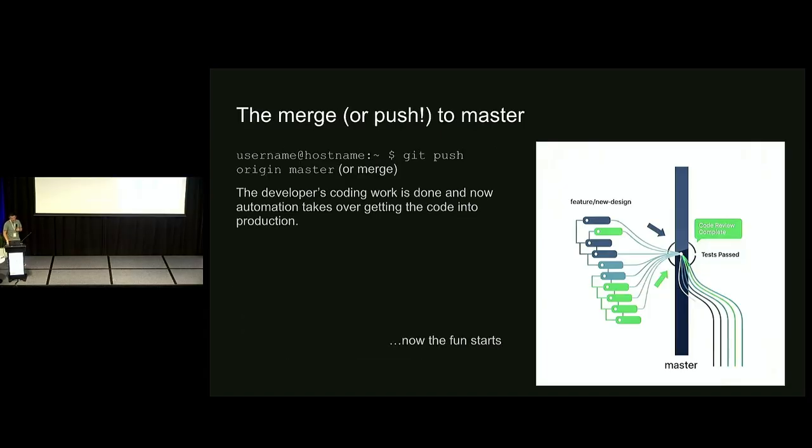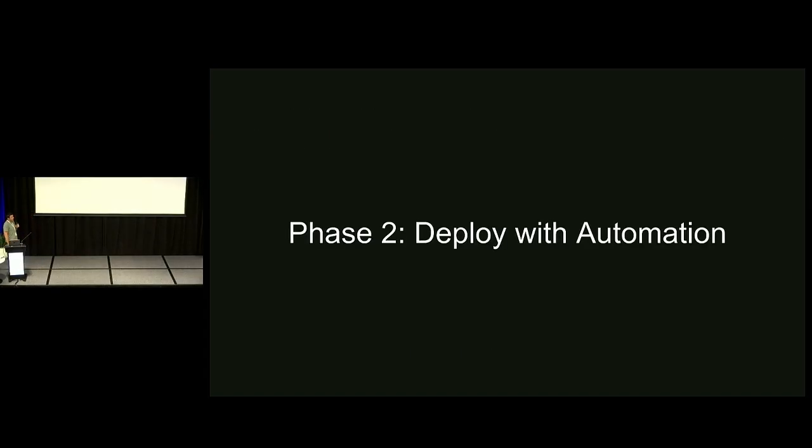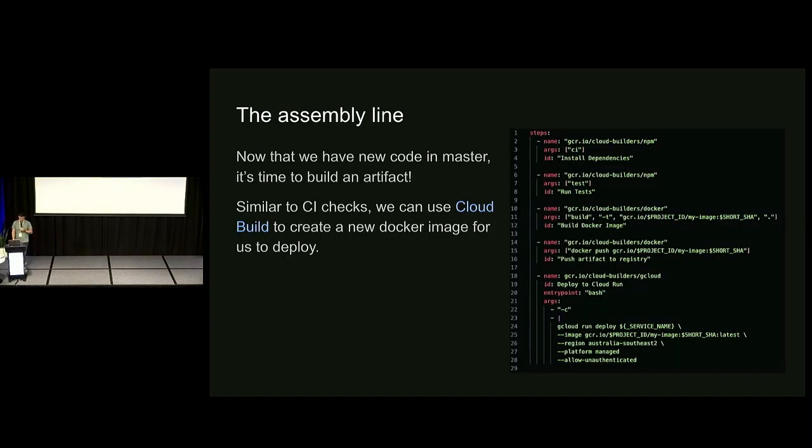Okay, so we've merged to master. The developers' coding work is done, sort of. And now automation, hopefully, takes over and gets that code into production. I would hope that automated machines are doing this and people don't have access to production machines, but usually that's more of a dream than reality. And so this is where the fun starts. Let's get started with deploying with automation.